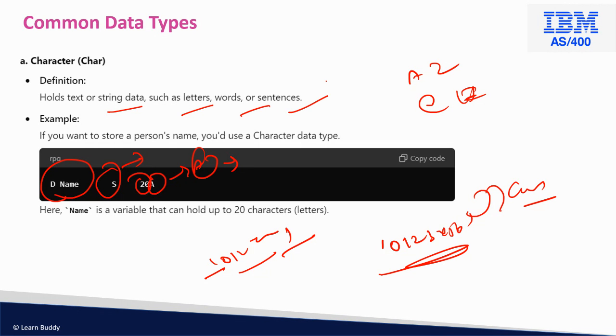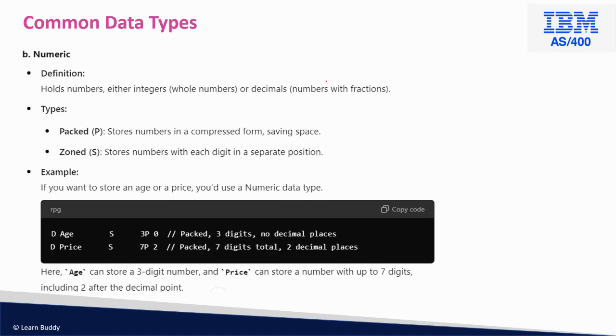Next, we'll discuss the numeric data type. What is a numeric data type? We can store only numeric values 0 to 9, like 1 2 3 4 5 6 and so on. There are two types of numeric data types in AS400: one is packed and the second is zoned. Both data types are used to store numeric information, but the main difference is memory allocation.